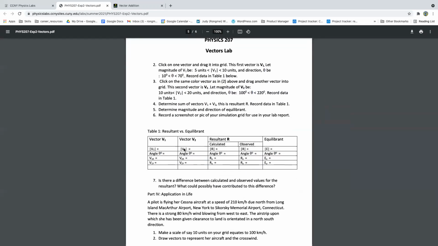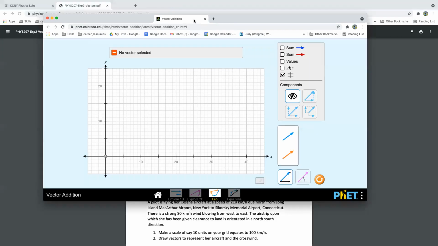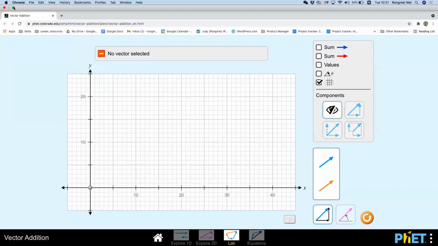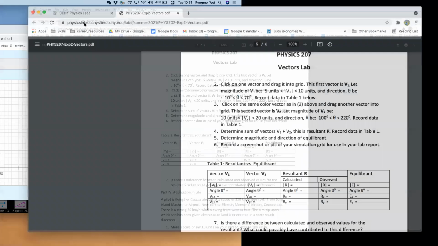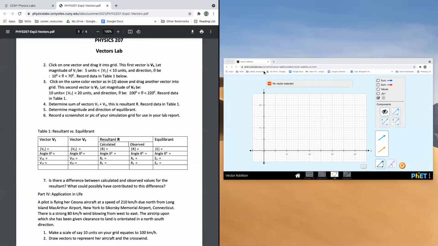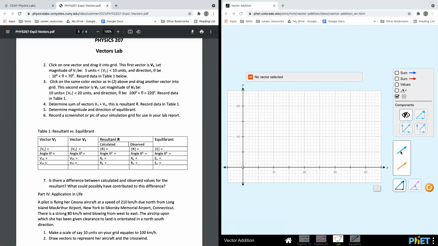In this practice, you will draw two vectors, v1 and v2, and you calculate r, and you have a calculated r and an observed r, and also record it, and you try to write down the equilibrant. So how are we going to do that? Basically, let me see. Let's say we have two vectors, like put one here.